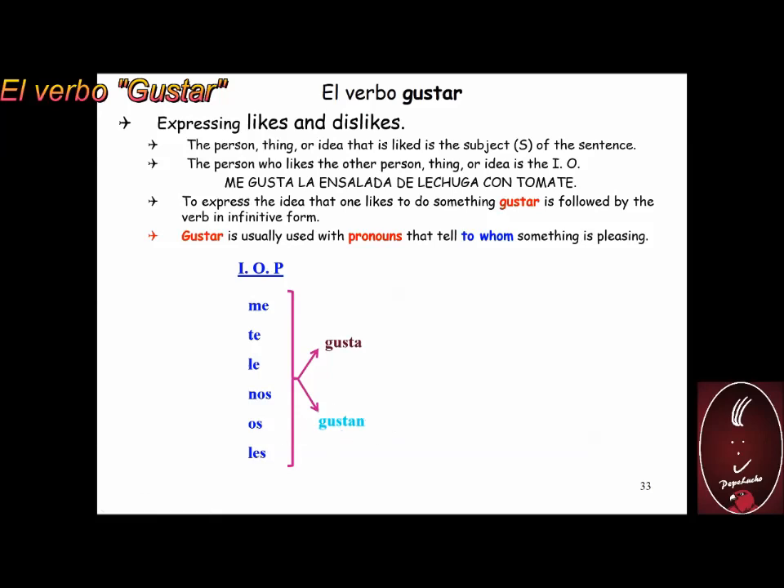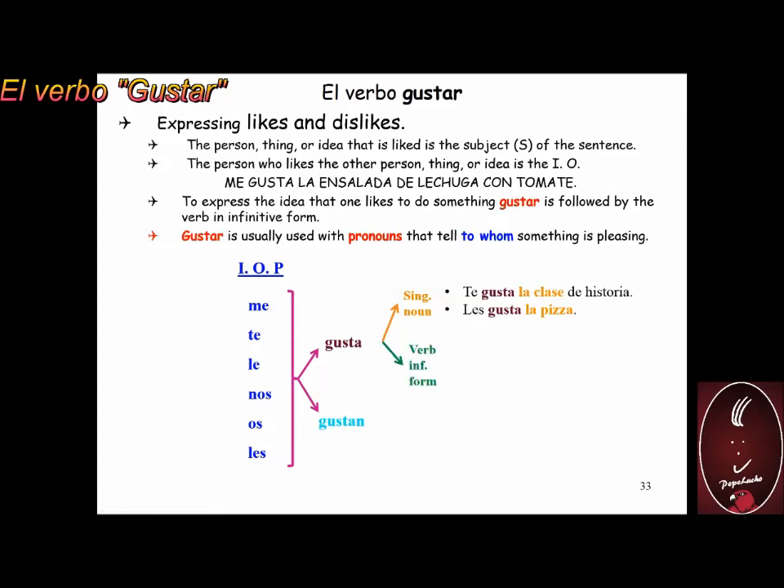So when do we use gusta? Gusta, the singular form of this verb, is used when something that is pleasing to us is singular, when a noun is singular. For instance, ¿te gusta la clase de historia? So la clase is a noun, singular. That's why we use gusta, the singular form of the verb. Les gusta la pizza. La pizza is a noun, singular. That's why we use gusta, the singular form.